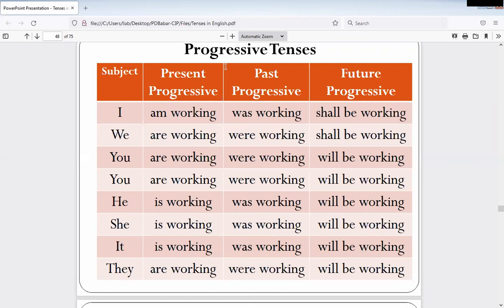So this is the chart. They will be working means they will be working in the future, a prediction. So this is the whole progressive tense in one chart. This is a very important chart. Please write this chart down in your notebook.